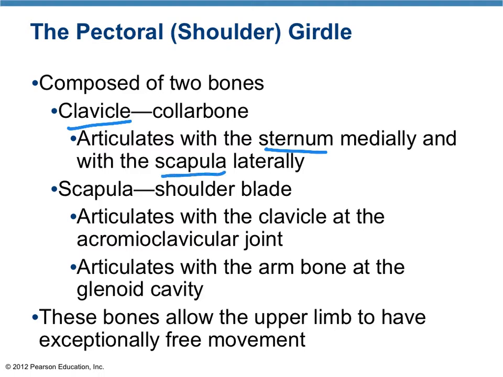And then the second bone that makes up the shoulder girdle is the scapula, also called your shoulder blade. It articulates with the clavicle at something called the acromioclavicular joint, and it articulates with the arm bone at something called the glenoid cavity. These bones allow the upper limb to have a lot of free movement. That joint where your arm meets your shoulder is considered a ball and socket joint, and so it gives your arm tremendous range of motion.